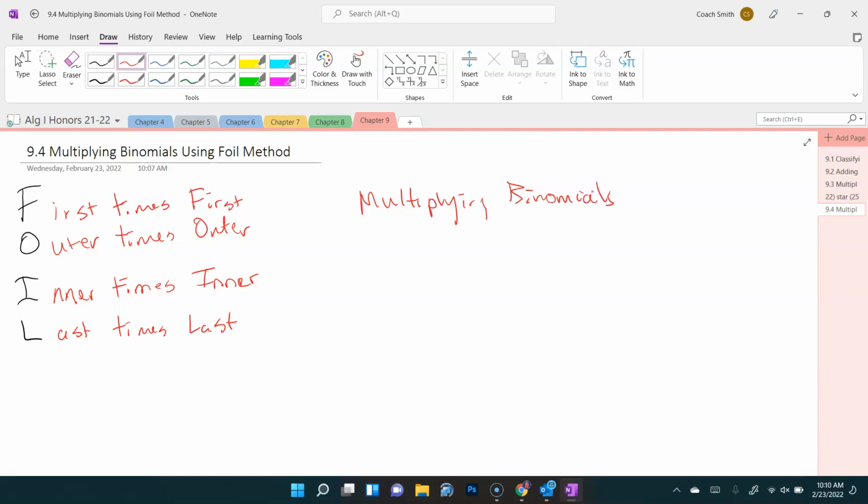Okay, so for example, b minus 3 times b minus 4. So the first thing is, are they two binomials? Yes, they are. They both have two terms. So I'm simply going to take the first term times the first term. First times first is b times b, which is b squared.